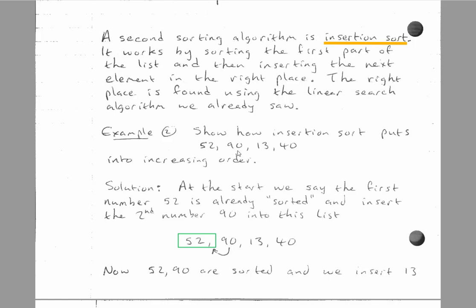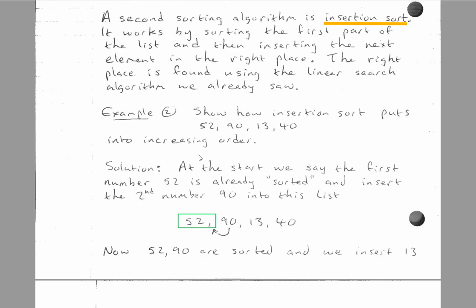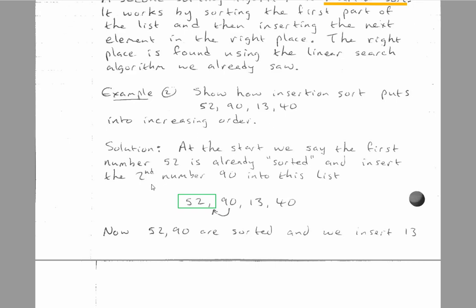Example 2: let's take the same list and see how the new method works to sort it. Again, just in words. At the start, this first number, think of it as a list of one element. There's only one number, so there's nothing to sort.